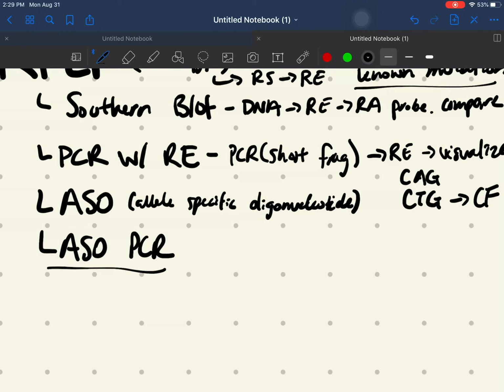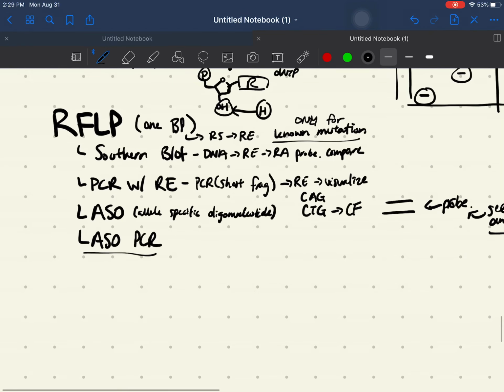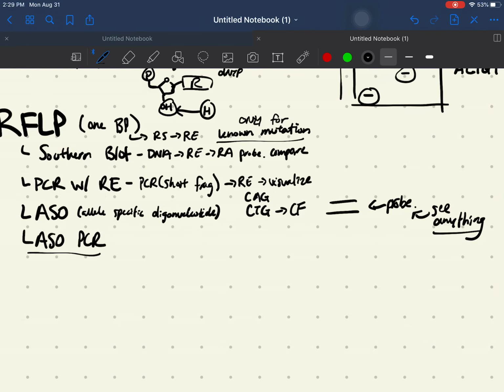And then for ASO PCR, essentially you're doing the same thing. But remember, this is probably going to be a speck on your agarose gel. Essentially, with PCR, you're just going to magnify the speck. Okay, so this is just going to give you a much more easily seen probe.